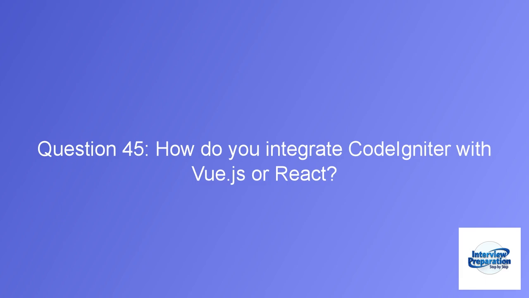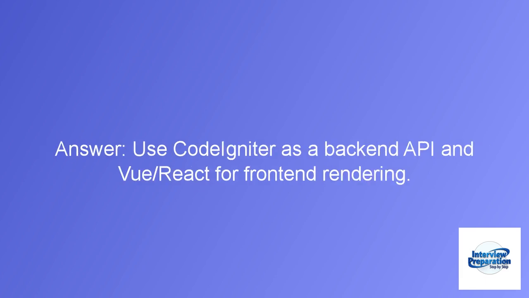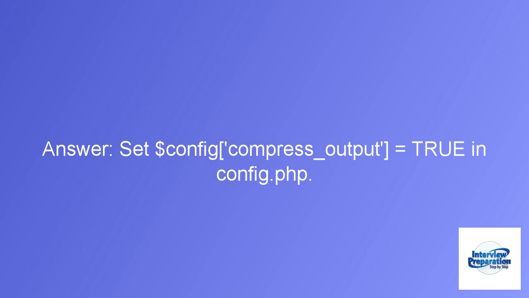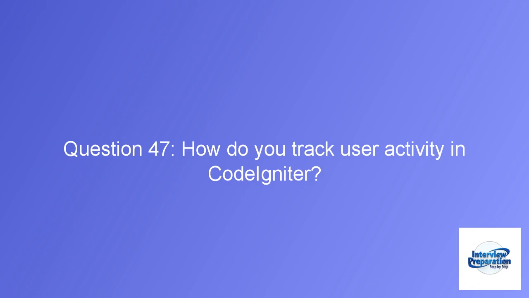Question 45. How do you integrate CodeIgniter with Vue.js or React? Answer. Use CodeIgniter as a backend API and Vue or React for front-end rendering. Question 46. How do you enable gzip compression in CodeIgniter? Answer. Set $config['compress_output'] equals true in config.php.